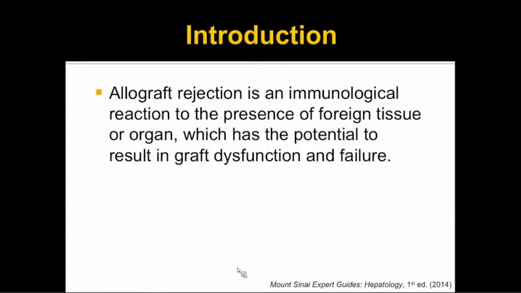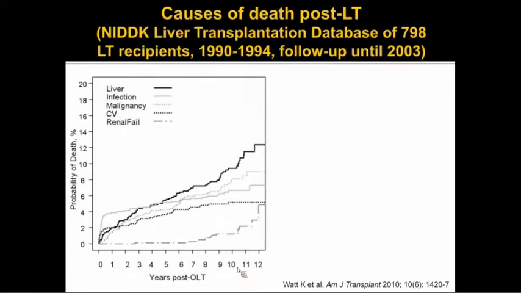So as an introduction, of course, allograft rejection is an immunological reaction to the presence of foreign tissue or organ, which has the potential to result in graft dysfunction or failure. So broadly, looking at deaths and retransplant, we have data now going back many decades, and we know that the greatest proportion of deaths or retransplant after liver transplant occur within the first year. And most of those are due to infection or intraoperative and perioperative causes.